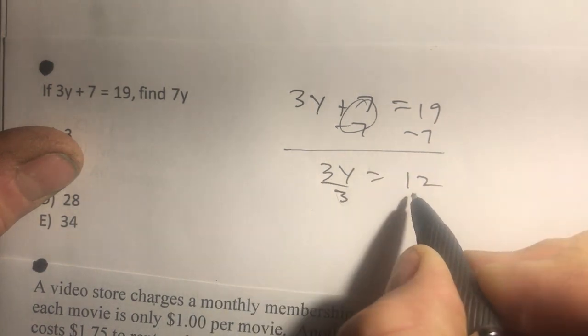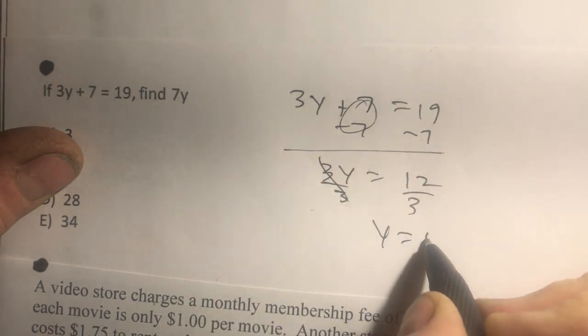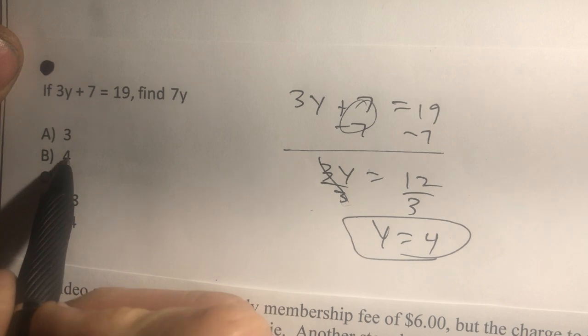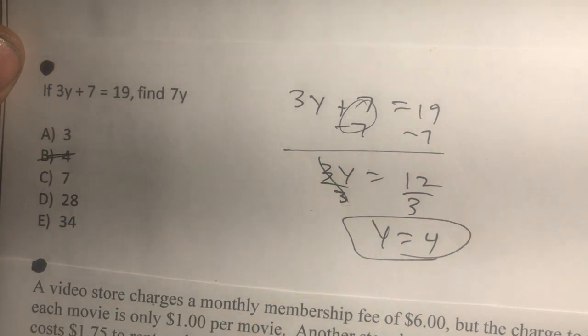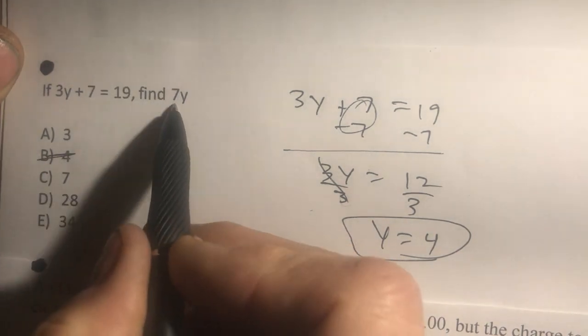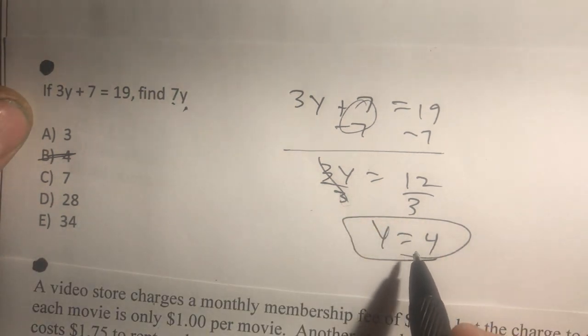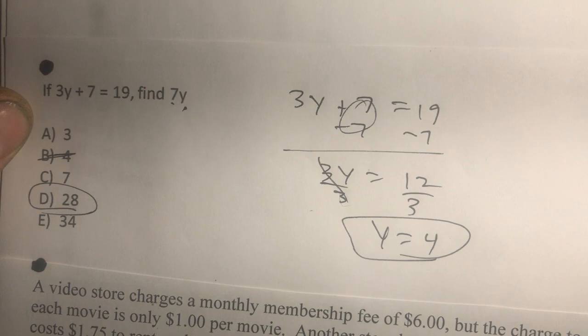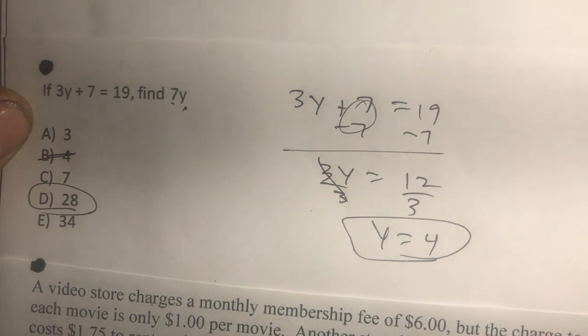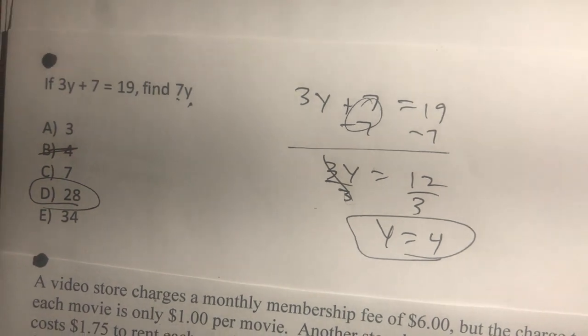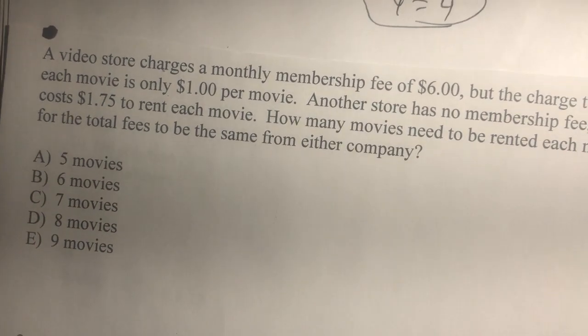And now I divide by 3. And I get y equals 4. Okay, now don't pick this one. That ain't your answer. Because it says find 7y. Okay, so I need to do 7 times 4, which is 28. There's my answer right there. Okay. Coming on down.